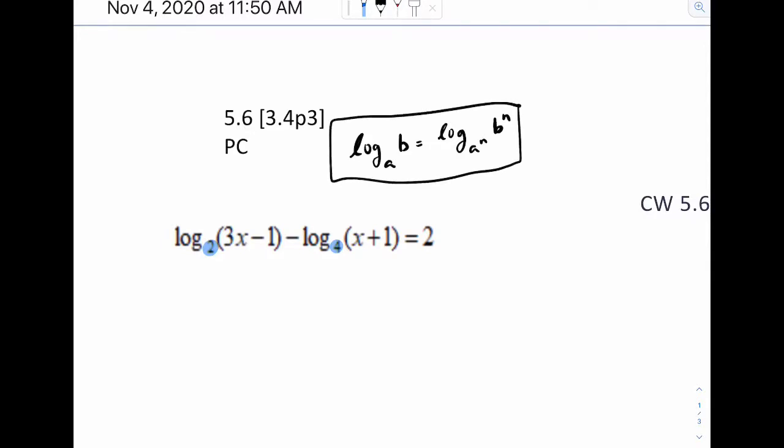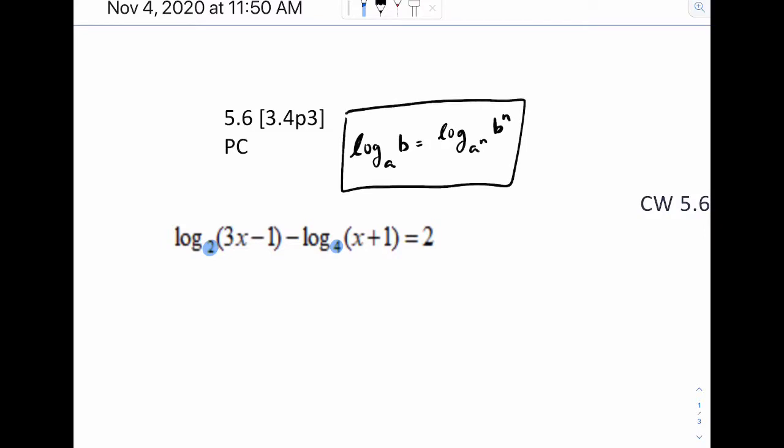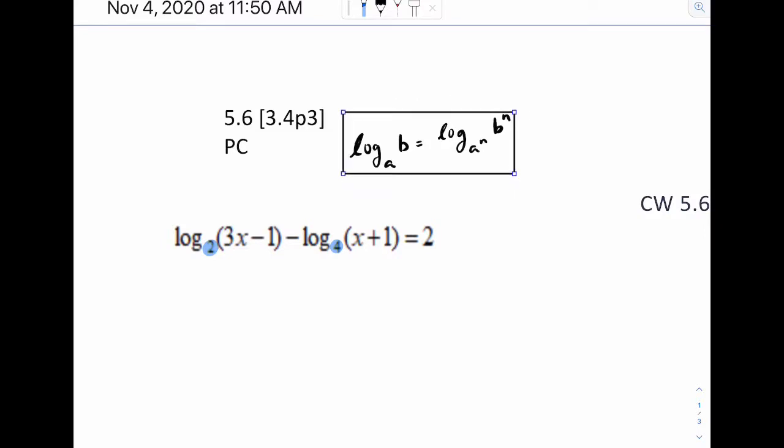So make a box for that. This is a very helpful property. And essentially it's saying that you can raise the base to a power as long as you raise the inside part to a power. So if you look at these two, look at these two.